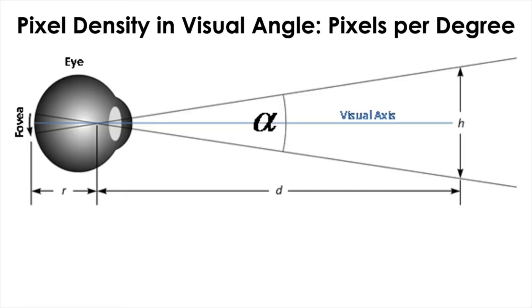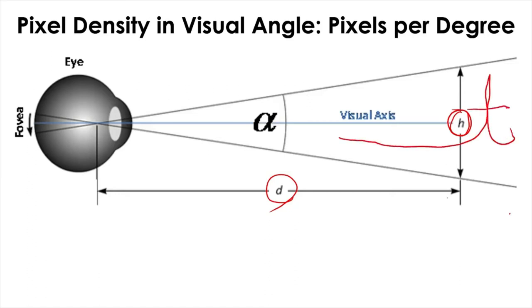More formally, we can derive the equation to calculate the visual angle, given the viewing distance and the size of an object, using simple trigonometric relations. Here, h is the size of an object, alpha is the visual angle that we try to estimate, and d is the viewing distance. We can use the tangent rule here, where the angle is alpha over 2.